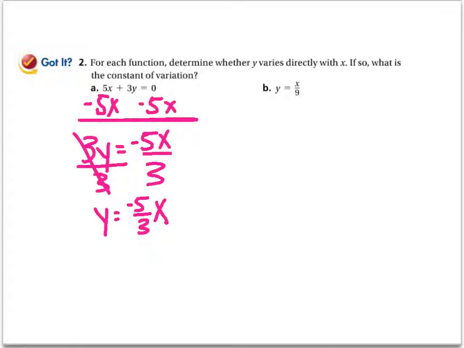So tell me, is this a direct variation? And what's the k value? Yes, it is, and the k value is negative 5 over 3. Very good.